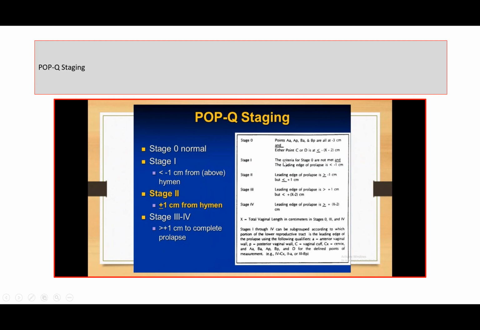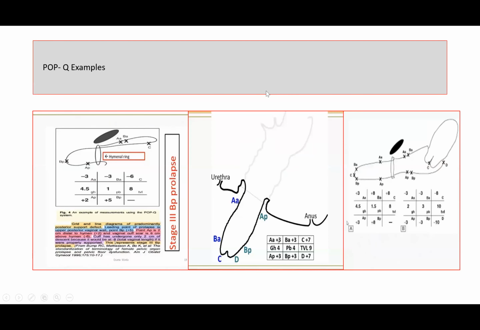So this staging is very important to see the grid and to stage the prolapse. Just see these examples and then we will understand how to read the grid, how to see where the prolapse is, in which compartment, whether there is anterior vaginal wall or posterior vaginal wall prolapse, and what is the stage of the prolapse.